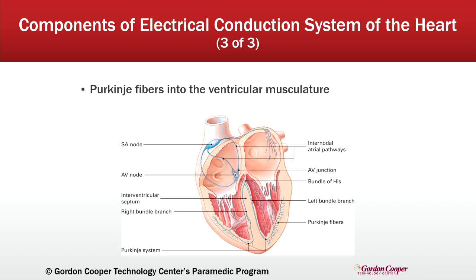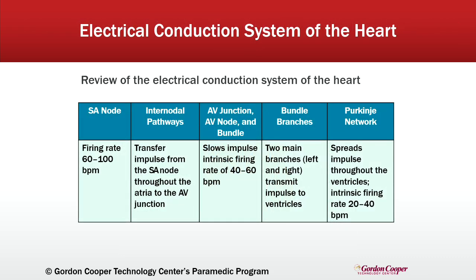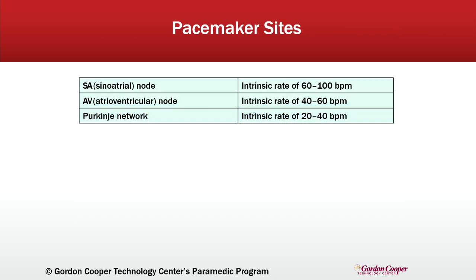And those Purkinje fibers are crucial because they ensure the ventricles are activated in a coordinated way, allowing for effective pumping and blood flow as well. Something you've already seen if you've watched any of the others. So we know the firing rates and the different portions where they're coming from. And then we see the pacemaker sites here.